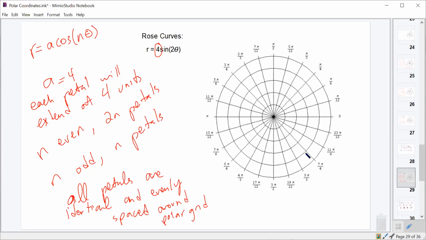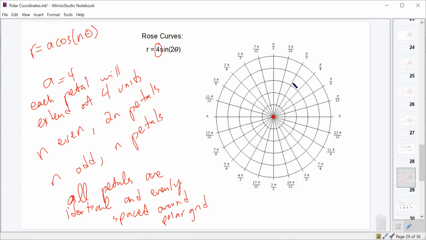Okay, so let's plot a few points for this one. If I plug in theta equals 0, what do I get for R? Y'all still alive out there? If I plug in 0 for theta, what's the sine of 0? 0. So what's R going to be? 0. Okay. Let's plug in pi/12.